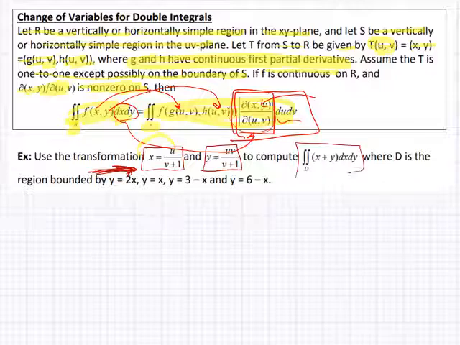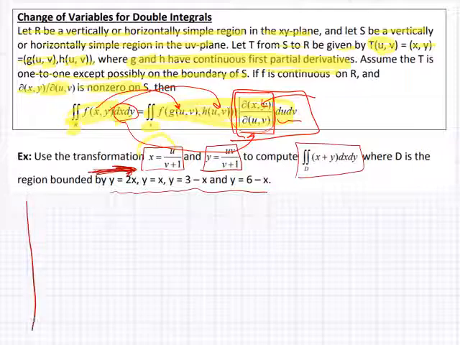Here's the integral we want to do. It looks like a fairly harmless integral in terms of x and y. The problem is the region that we're integrating over. So if we look at this region and we were to sketch it out real quick in terms of x and y, this is where the problem lies.